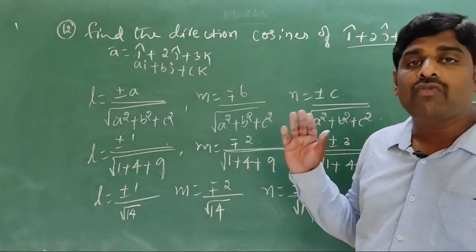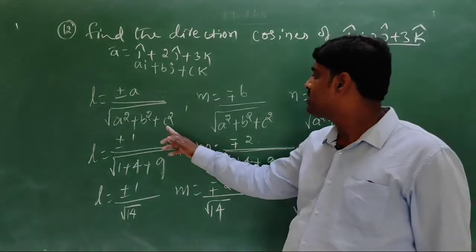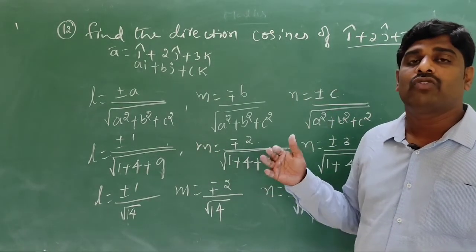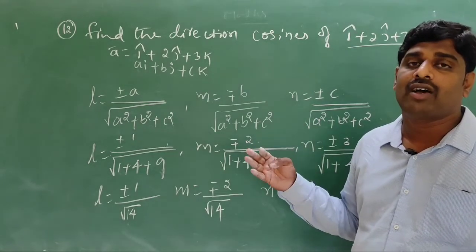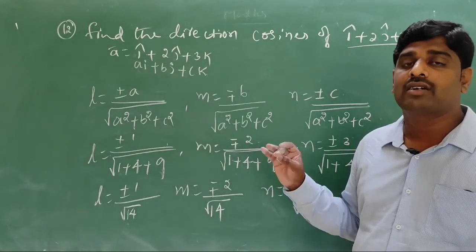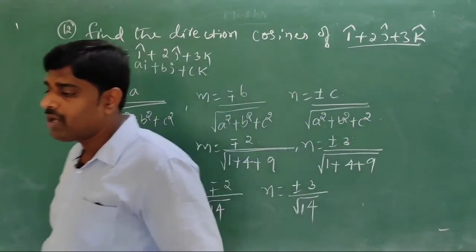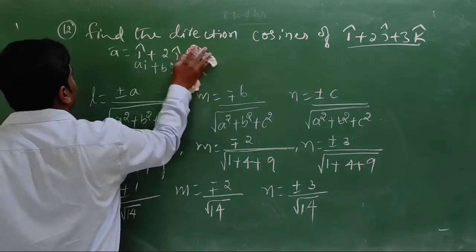When the vector form is given and you have to find direction cosines, you have to use these formulas. When angles are given, you have to take cos alpha, cos beta, cos gamma. This is the solution for problem number 12. We will move on to the next problem.